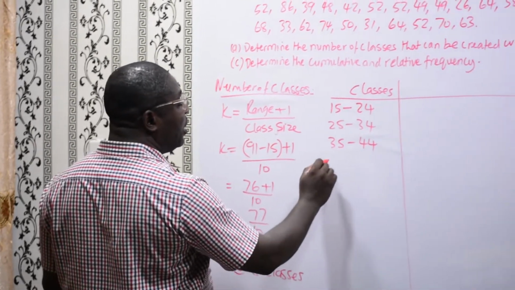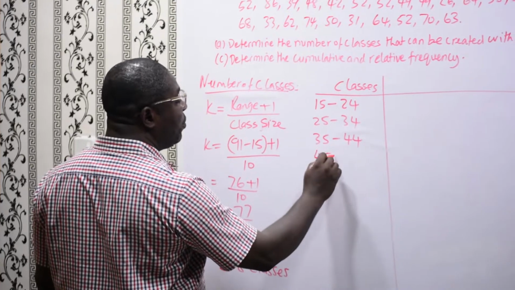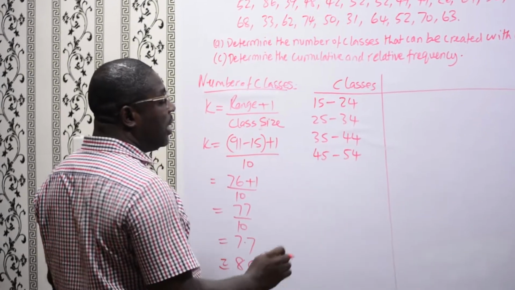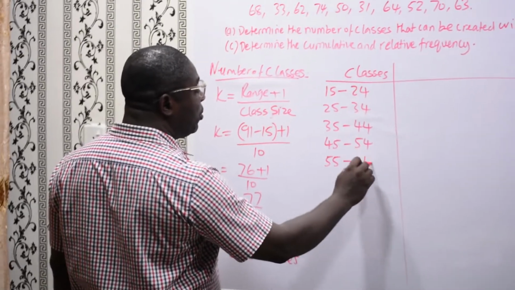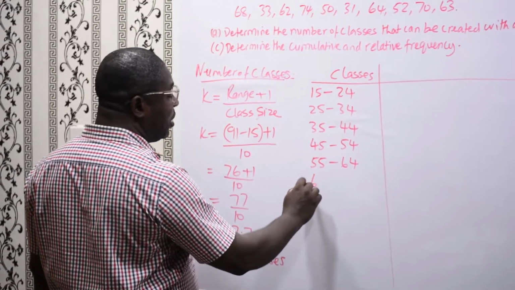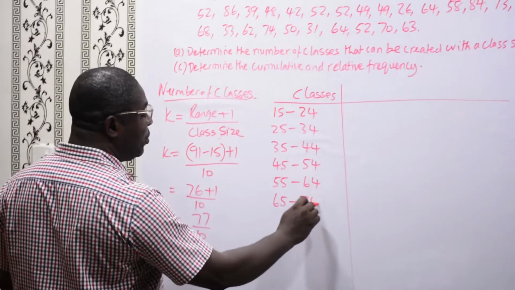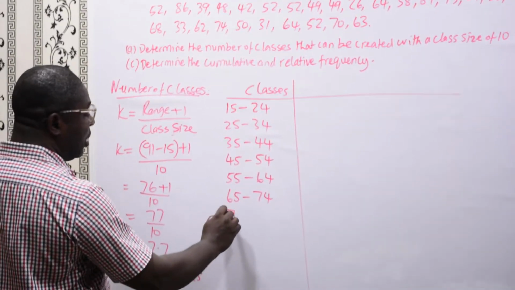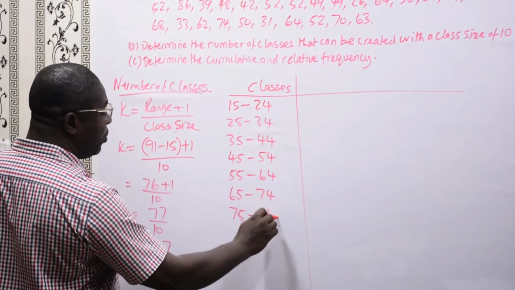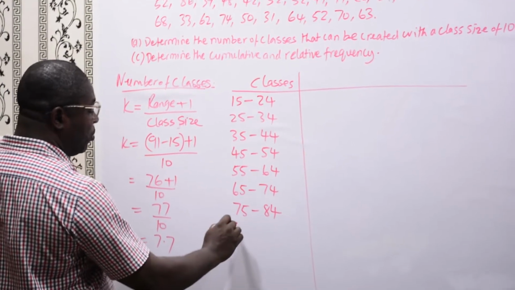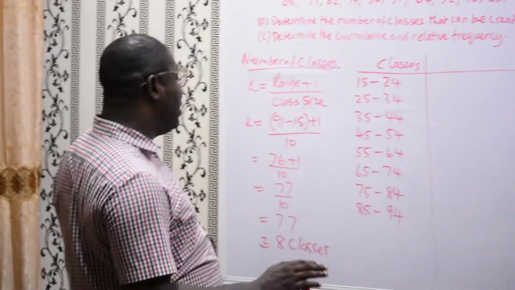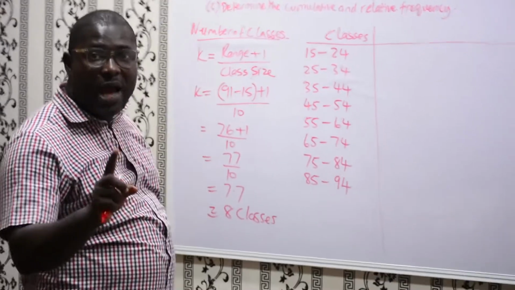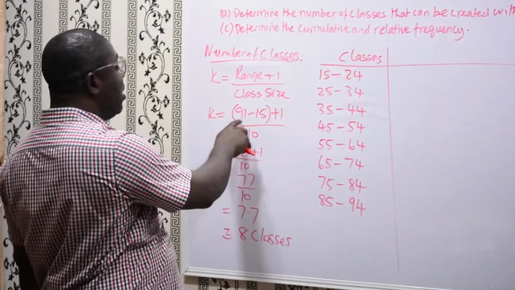Please follow me. The next class will be 45 to 54. In that order, the next class will be 55 to 64. The next class will be 65 to 74. The next class will be 75 to 84. The next class will be 85 to 94.